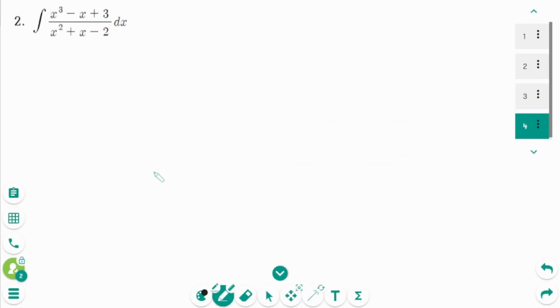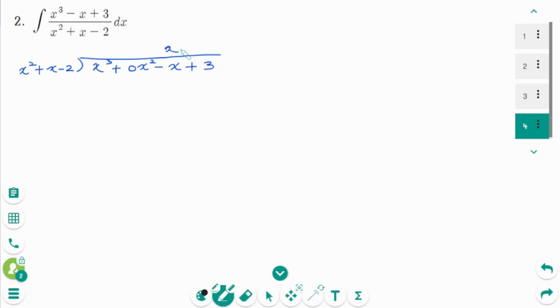Question 2. Since the degree of the numerator is greater than the degree of the denominator, we need to do long division. The numerator x cubed plus 0x squared minus x plus 3 divided by the denominator, which is x squared plus x minus 2.